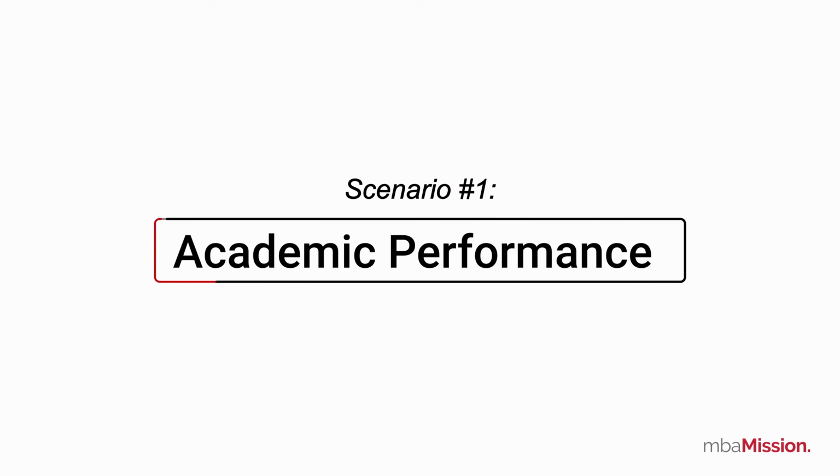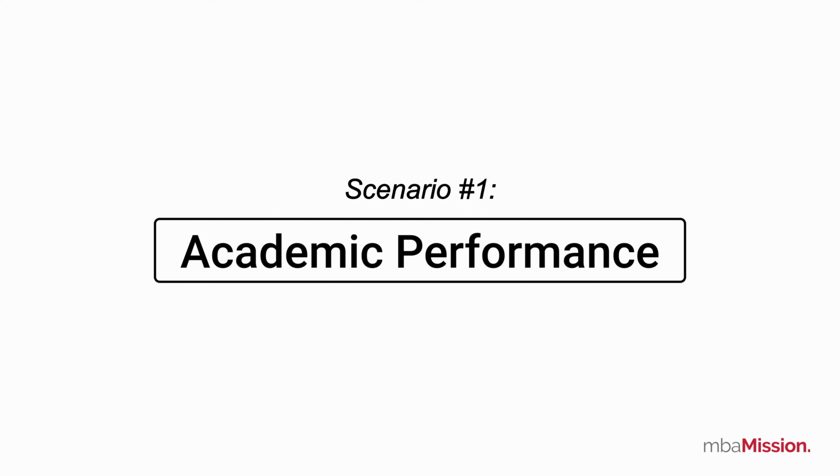In our experience at mbaMission, one of the most frequent topics we see MBA applicants cover in the optional essay has to do with their academic performance. If you feel that your academic record is not doing you any favors in the admissions process, then it can be beneficial to go ahead and proactively address this potential concern or weakness in the optional space.